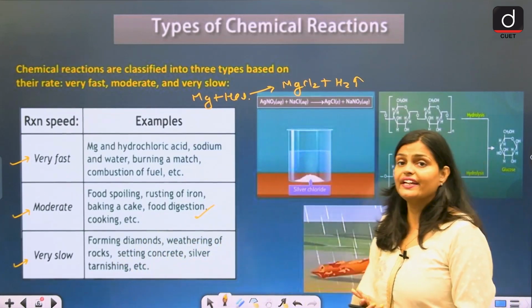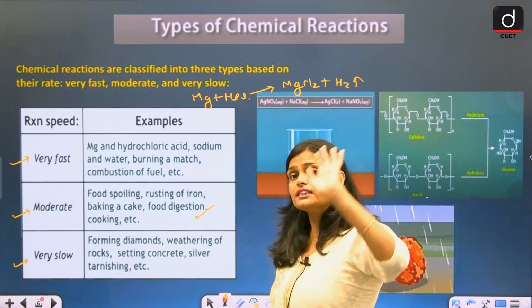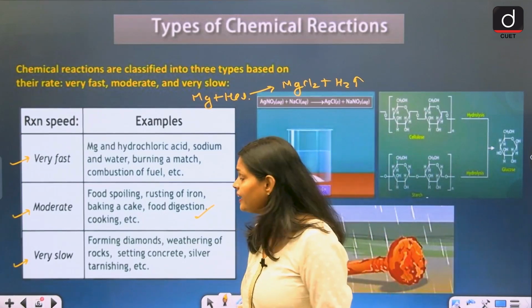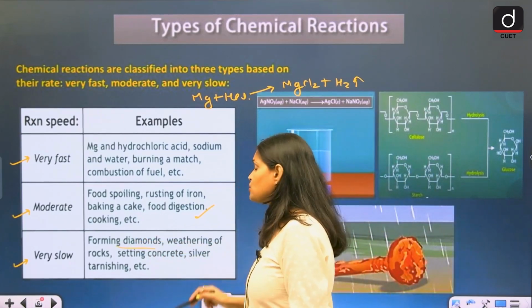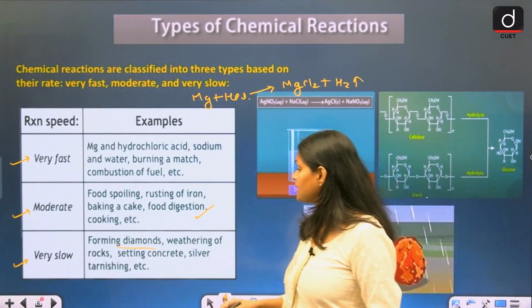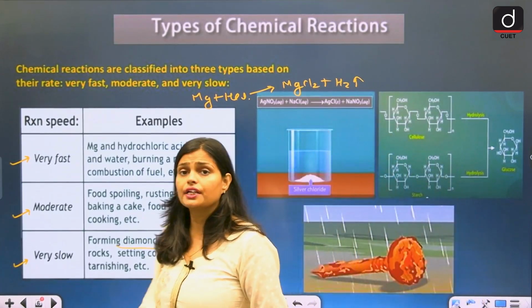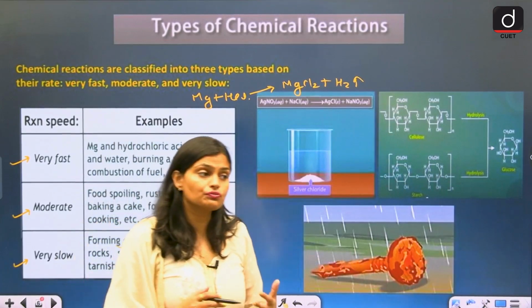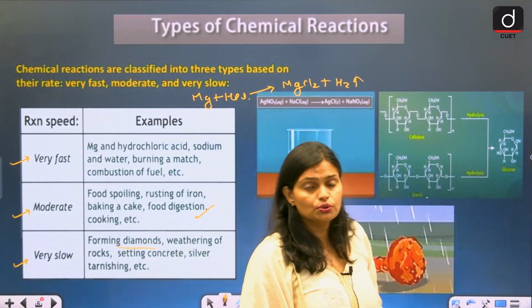Then we have very slow reactions which will take years to complete, right? Here, like the formation of diamond, weathering of rocks, setting of concrete, silver tarnishing, these are some of the reactions which will take a longer duration to complete.